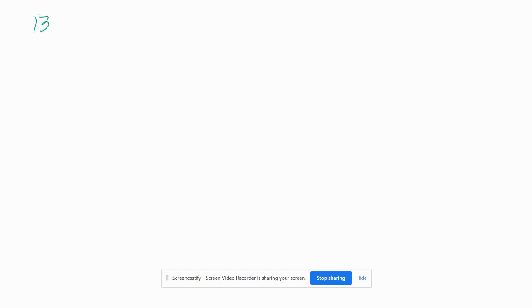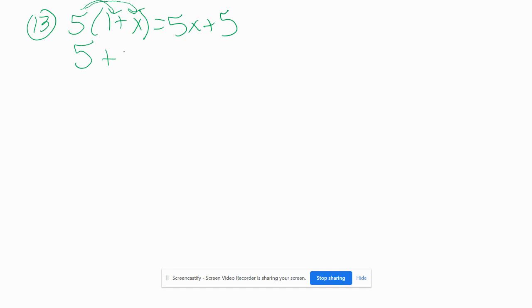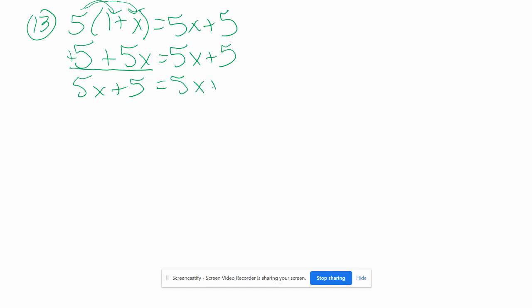Number 13. Want to start with distributing to get rid of these parentheses. 5 times 1 is 5, and 5 times x is 5x. Now, something special that I notice about this is if I took this left side and wrote it as 5x plus 5, because these are both positive, so I can switch them around if I want. These are exactly the same.